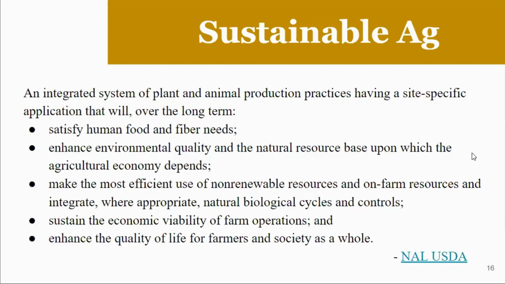So that's basically the gist of what we're getting out of sustainable ag. And that's what I was saying earlier about sustainable food systems. So sustainable food systems have sustainable agriculture.